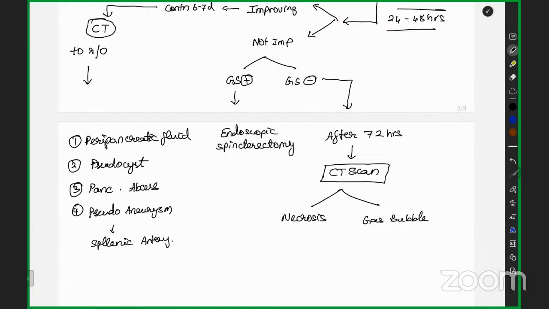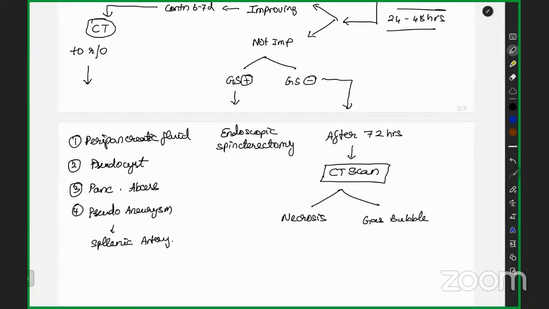Now the question: why do you take a CECT only after 72 hours? Because only after 72 hours does the sensitivity of CECT increase. What is sensitivity? Finding the true positives. You would have read this in community medicine. So finding a true positive, a confirmation, can be done only after 72 hours using a CT scan.